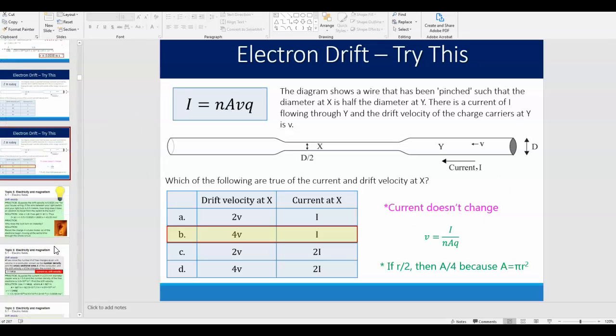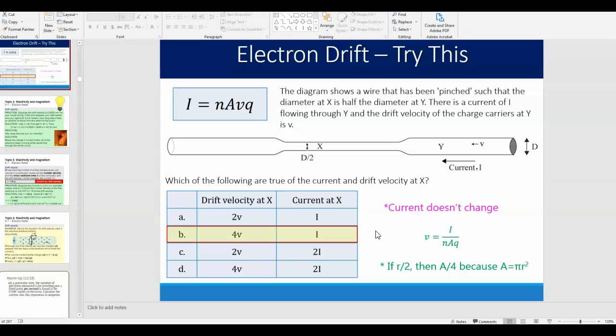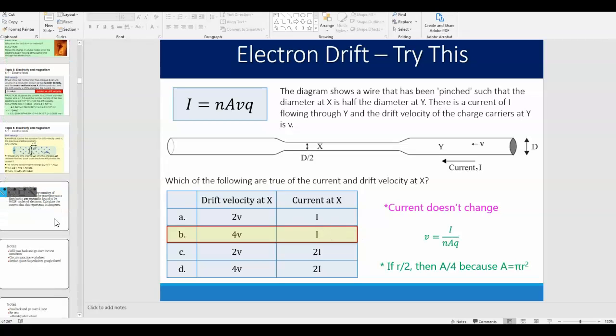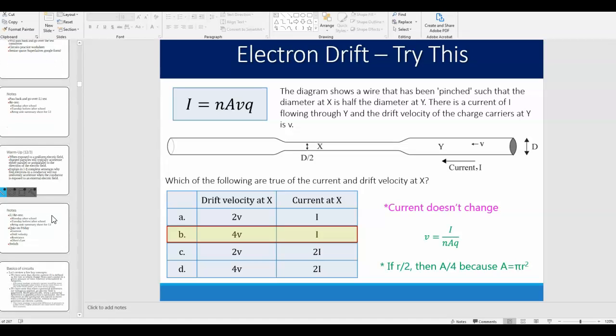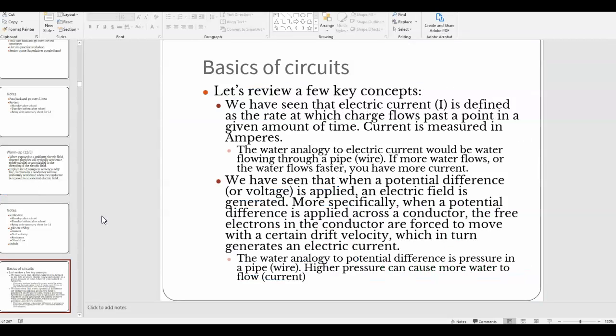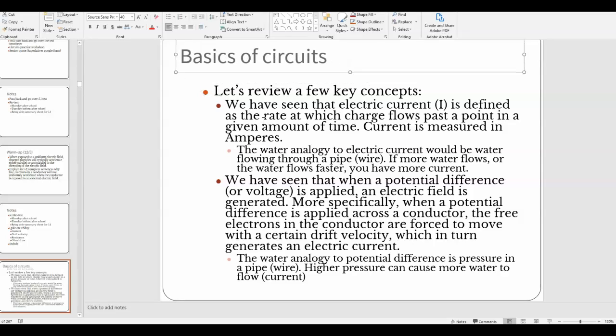Okay, so that's an example of what this type of question looks like on the IB exam. Okay, that question was actually asked a couple of years ago. Okay, so that's actually a pretty recent question. Okay, so now that we've talked about what current is, we've talked about the idea of drift velocity, we can now start talking about the basics of electric circuits.